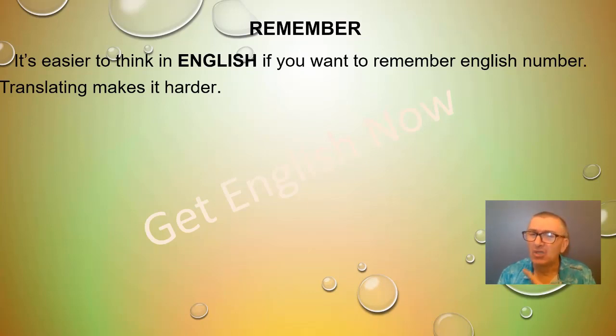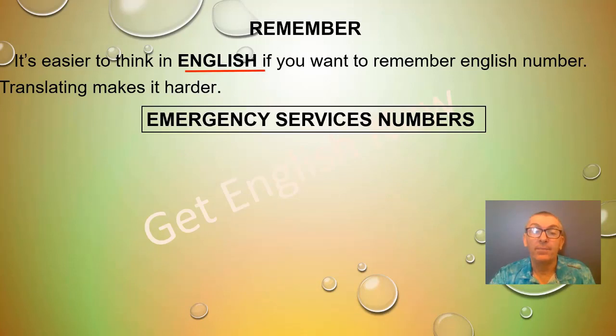So guys, please remember, it's easier to think in English if you want to remember English numbers. Okay, translating them from your own language to English is much more difficult. I'm a Vietnamese learner, and I try to think of my numbers in Vietnamese and not English, because I live in a country where we speak and we communicate in Vietnamese. So my numbers are mostly in Vietnamese when I'm thinking, okay? It must be in English. It's much easier to think of your numbers in English if you're trying to communicate in English, okay?